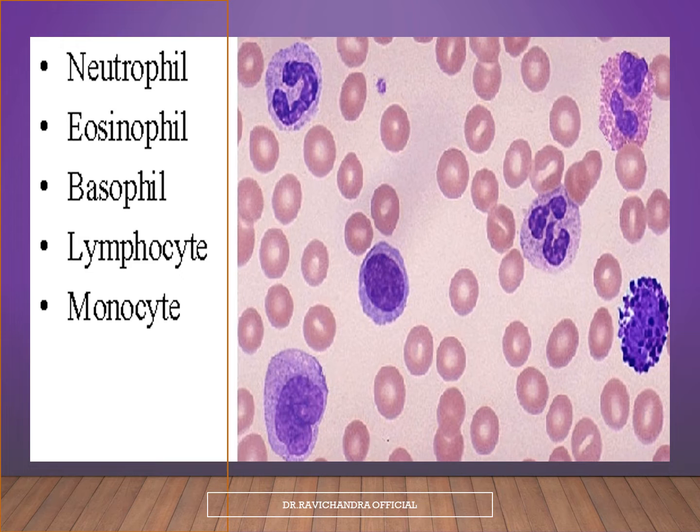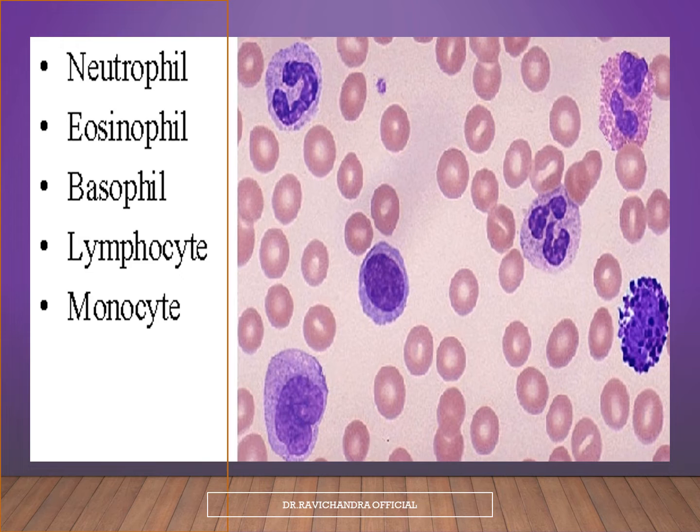In the WBCs there will be agranulocytes and granulocytes. They are differentiated based on the granules. Agranulocytes have no granules and granulocytes have granules. In the agranulocytes, there are two types of WBCs: lymphocytes and monocytes. And in the granulocytes, there are three types: neutrophils, eosinophils, and basophils.